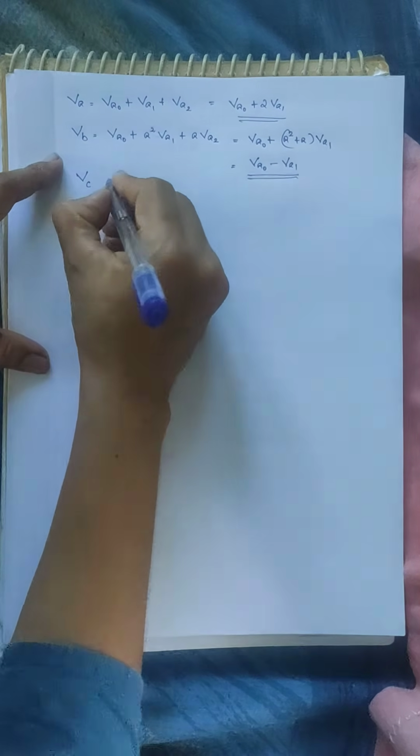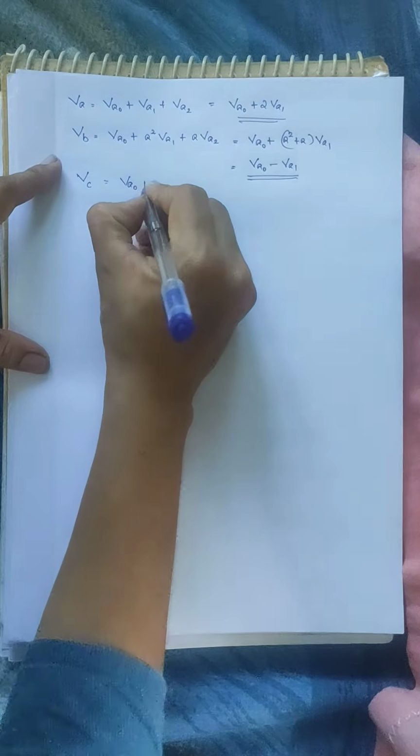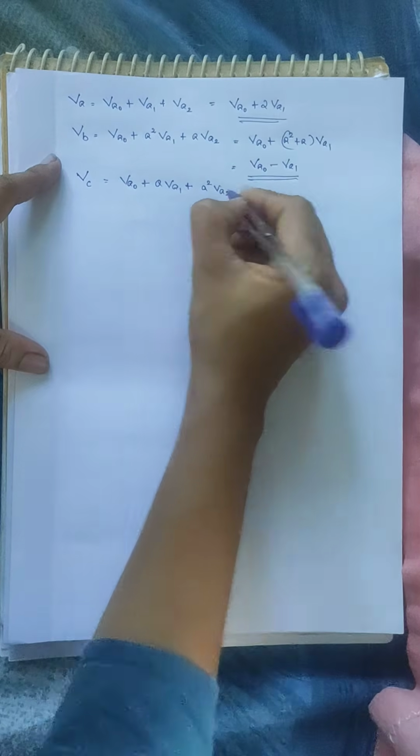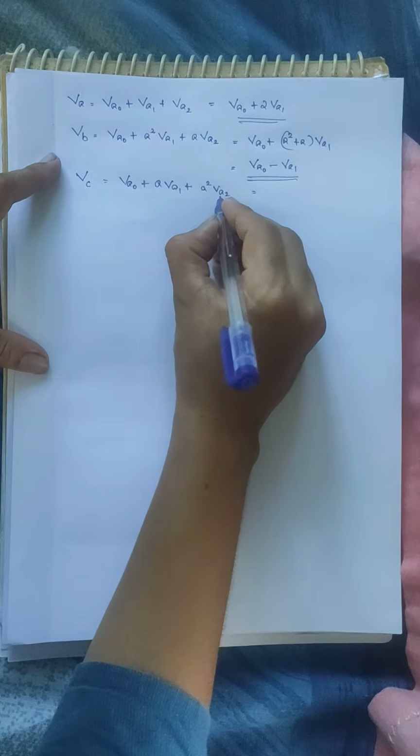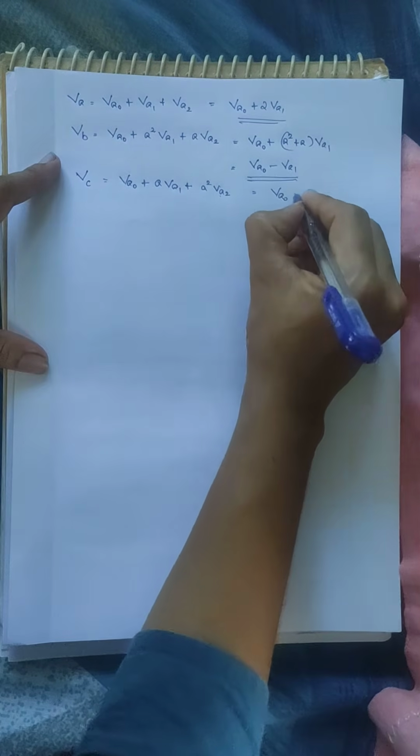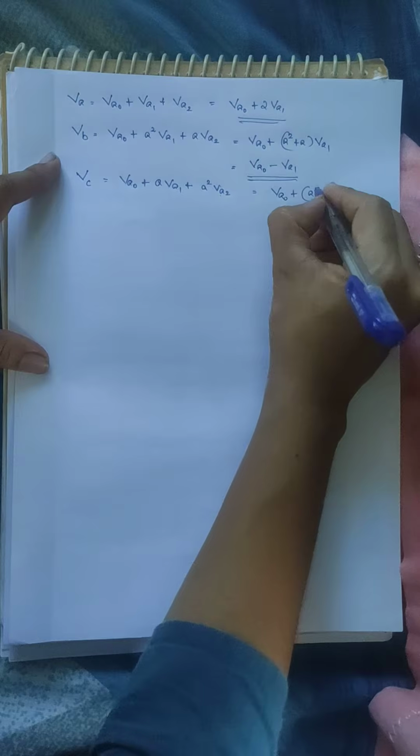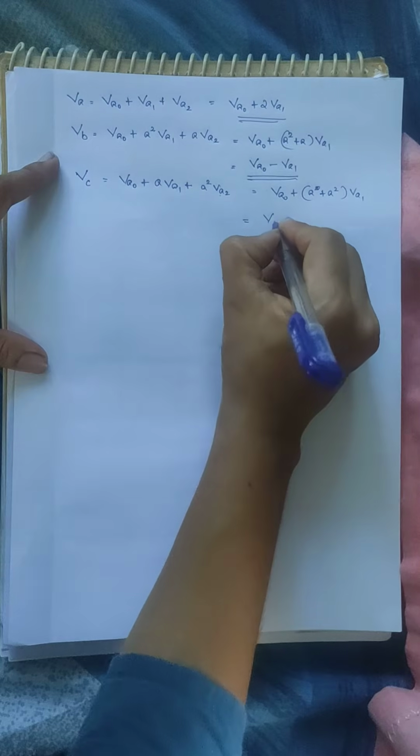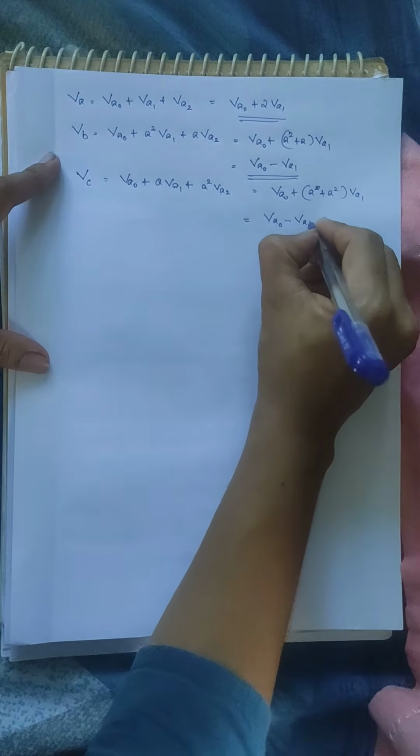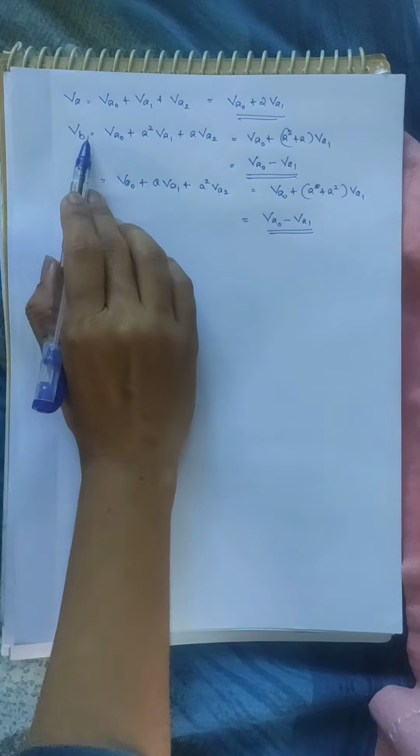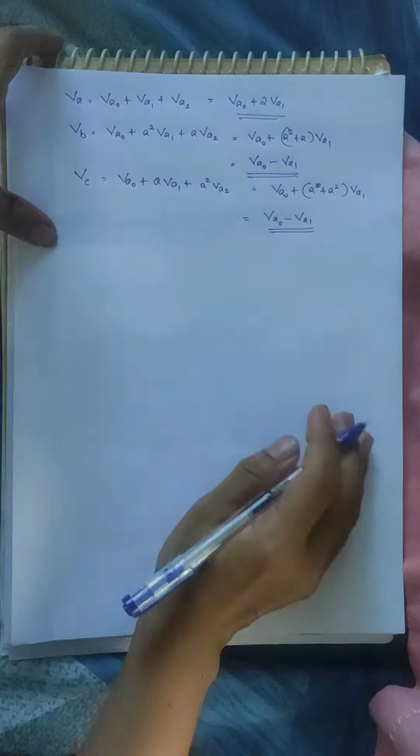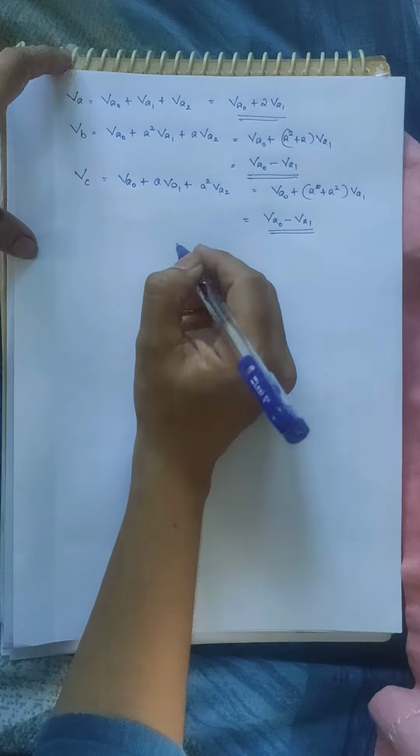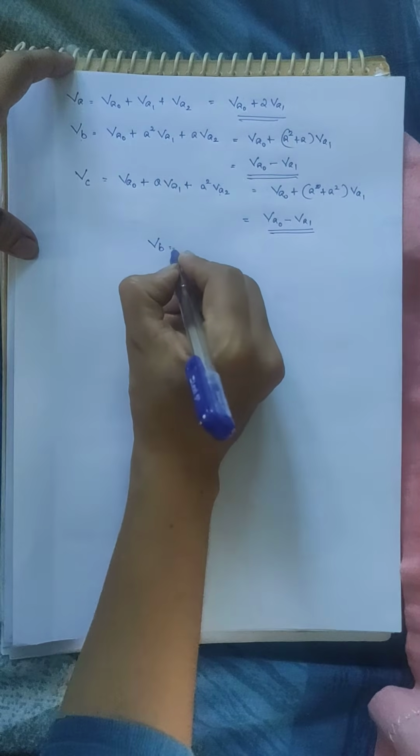Now let us calculate VC. VC is equal to VA0 plus A into VA1 plus A square into VA2. Okay. Now VA2 can be replaced by VA1. Then this will become VA0 plus (A plus A square) into VA1. A plus A square is again minus 1. So this will also be VA0 minus VA1. So we can see that the phase voltage VB is equal to phase voltage VC. We already knew this condition, we have included this as the boundary condition, that is VB is equal to VC. Okay.